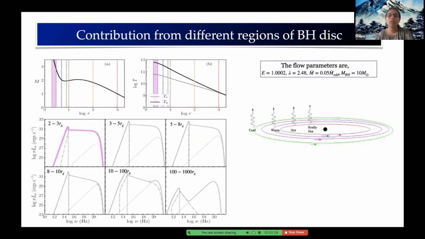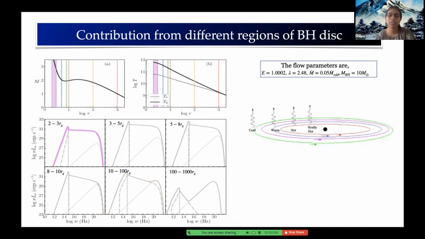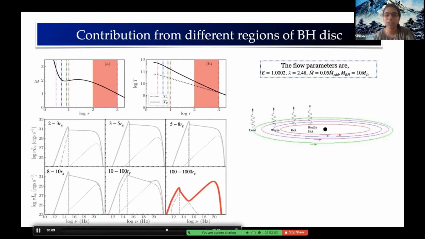When we investigated the contribution of different regions of the black hole accretion disk to the total spectrum, we divided it into a few regions and plotted the corresponding spectrum. The regions are marked here. As we know, as we move far away from the central object, the temperature decreases. Here we can see the same thing, that the temperature decreases as we move far away.